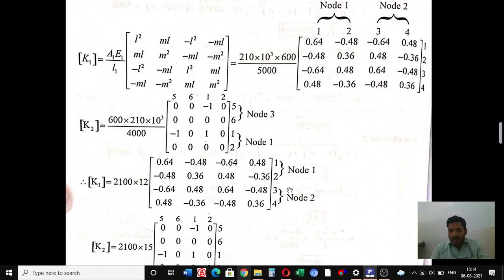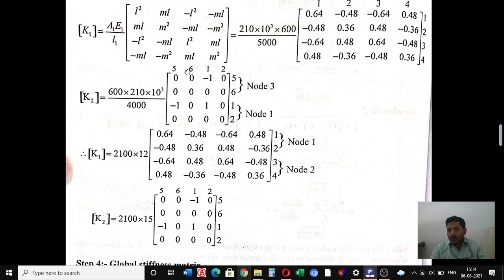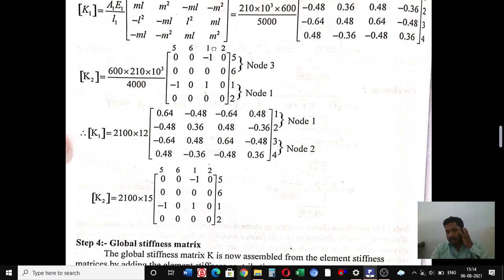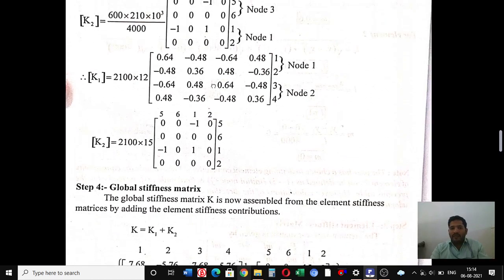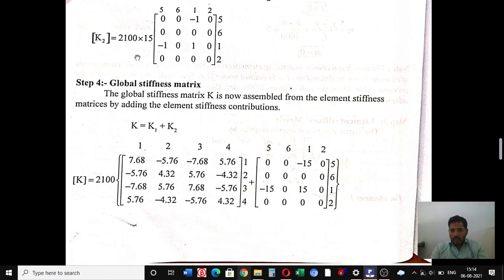3 and 4 we can consider as node number 2. Clear? After that 1 2 3 4 again 5 6 1 2. Clear? This 5 and 6, what can we say here? We can say node number 3, and 1 and 2 we can say node number 1. That's it. The same concept whatever we followed in the last class. After that we are getting the values of K1 and K2. We need to substitute in the global stiffness matrix.